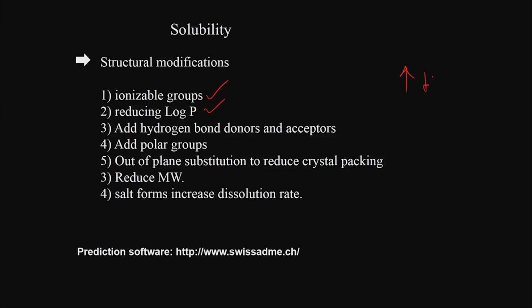Adding hydrogen bond donors and acceptors, that is another structural modification we can do. Add polar groups, that means we can have different types of oxygens, nitrogens there. We can have out of plane substitution to reduce crystal packing, because crystals, as you know, are packed structures, and highly crystalline materials are poorly soluble. So you break the crystallization by introducing out of plane substitution. Then reduce molecular weight. If the molecular weight is very small, the drug is soluble. Large molecular weight materials are not soluble.